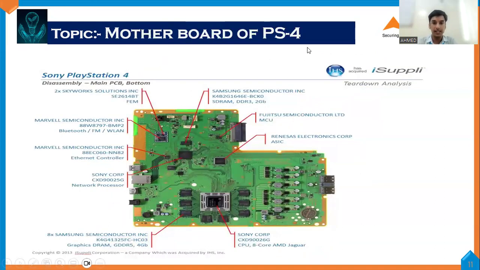Motherboard. This is the main board of the PlayStation, which consists of a Sony chipset with an 8-core AMD processor and 8 Samsung graphics chips. There is a network processor which connects to the network, so we can play online games on it. There's also an Ethernet controller which controls the Ethernet port.